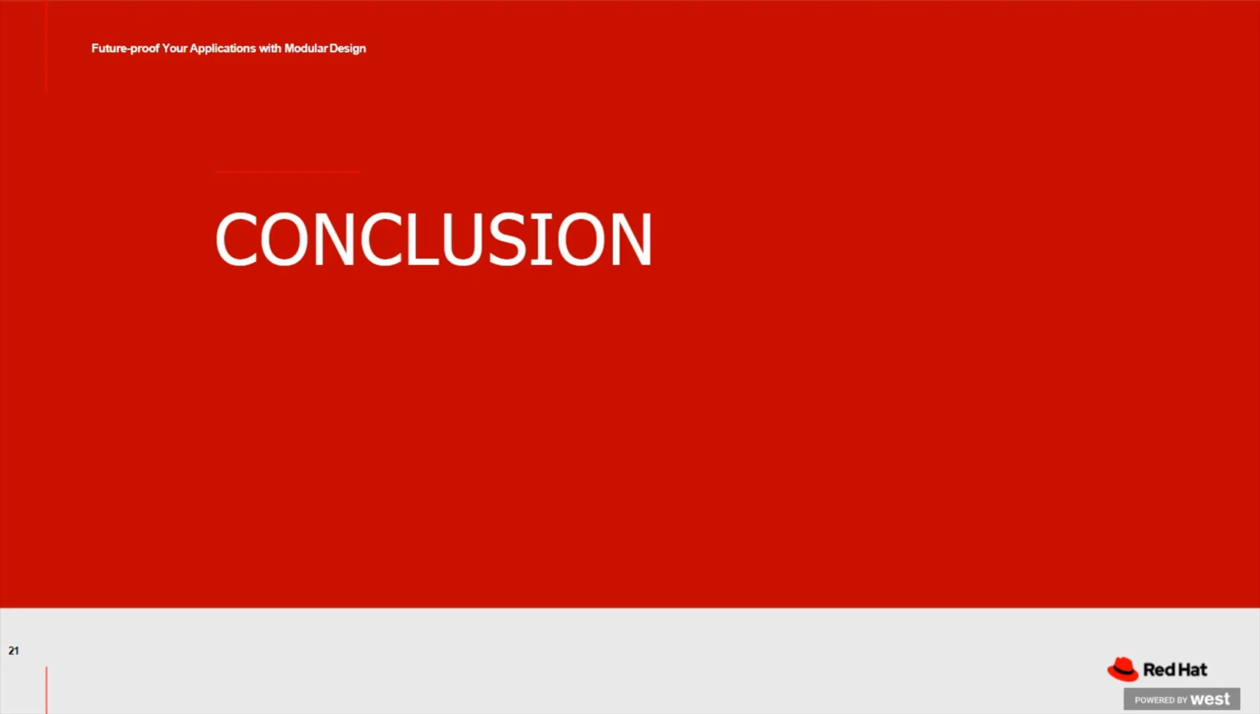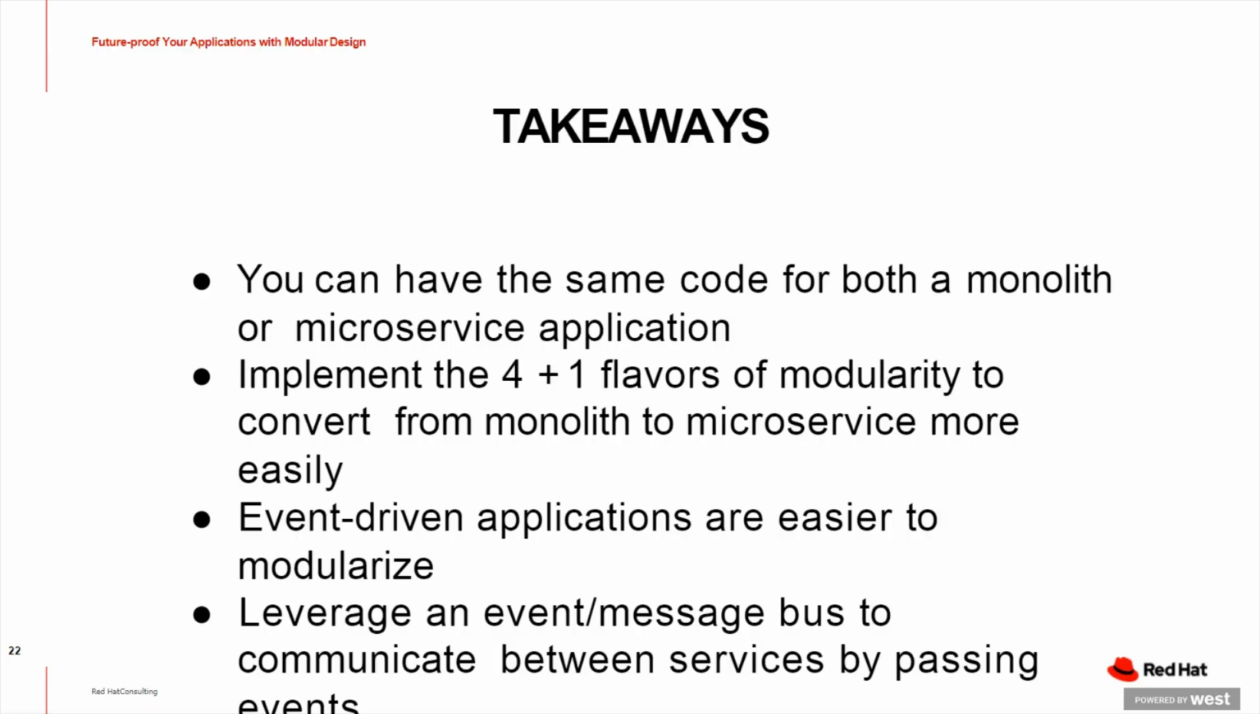Thank you, Alish. Well, let's conclude our presentation. So what are some takeaways from our presentation today? Well, you may have learned that you can actually have basically the same source code for both a monolithic or a microservice application, as Alish demonstrated. You should also consider implementing the 4+1 or 5 flavors of modularity to convert a monolithic application to a microservice much more easily.